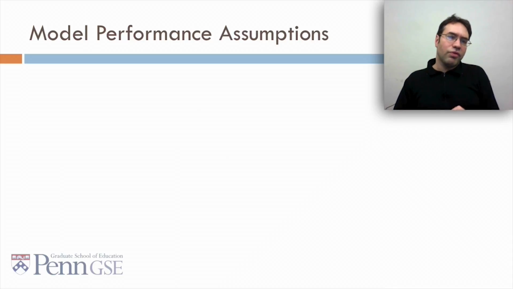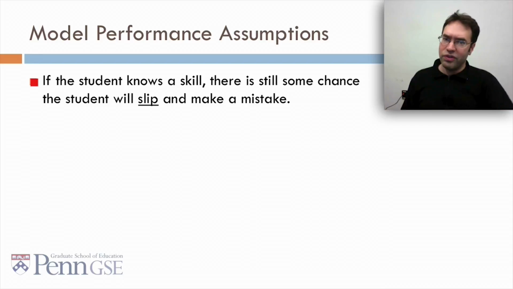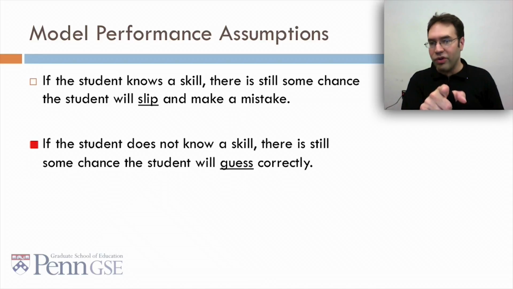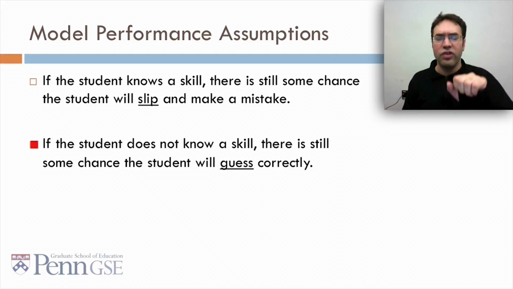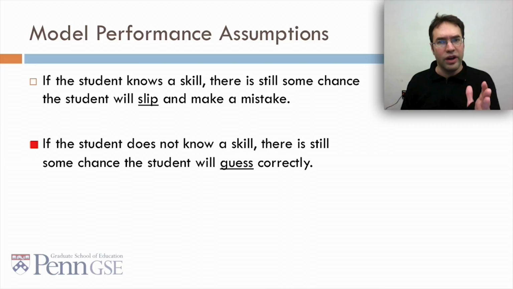The model also makes some performance assumptions. First of all, if the student knows a skill, there's still some chance that the student's going to slip and make a mistake. But at the same time, if the student doesn't know a skill, there's still some chance the student's going to guess and get the correct answer. So there's a link between performance and learning, but it's not a perfect link.